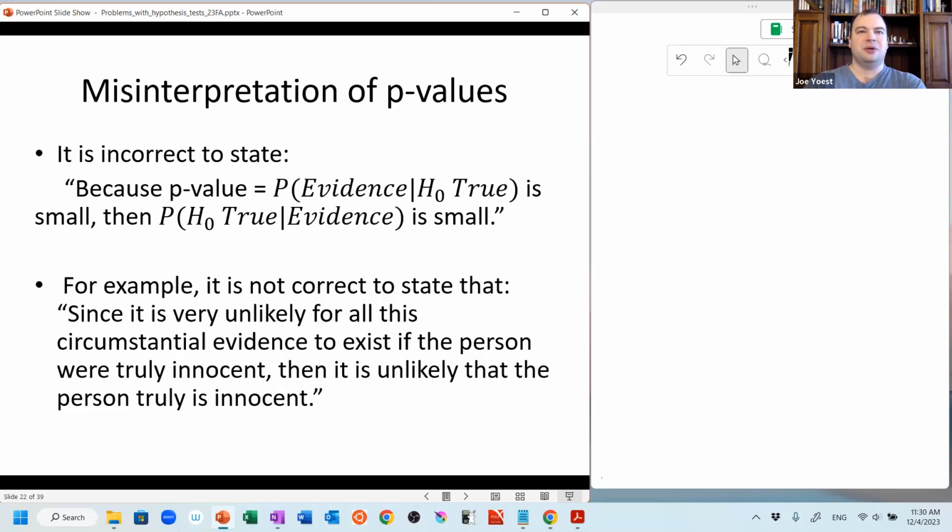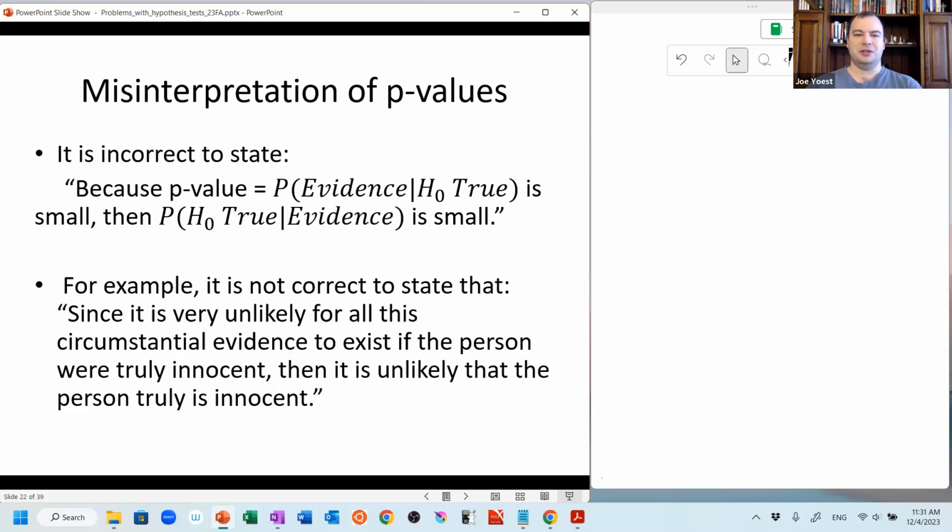So we might be tempted to say something like, okay, what's a p-value? Well, a p-value is the probability of getting such evidence given that the null is true. We might say something like, okay, well, if the p-value is small, then that means that it's unlikely the null is true. In other words, we might say because the p-value is small, the probability that the null is true in light of this evidence is also small.